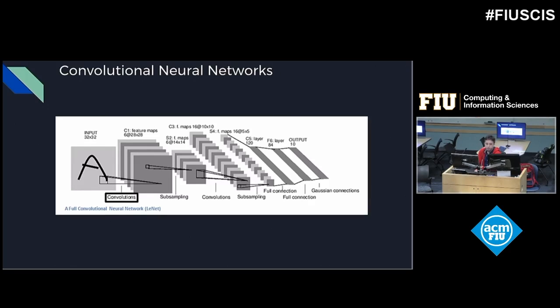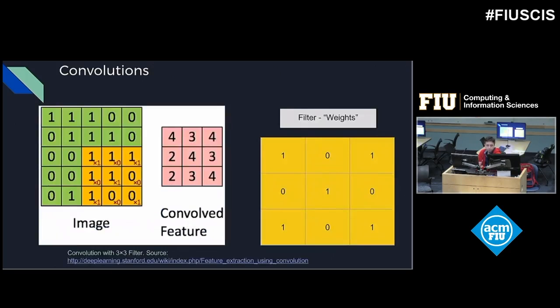So this is what a convolutional neural network is. A convolution is a transformation where you take a filter across the picture, and then you produce a new matrix, which is just the sum of the weights.